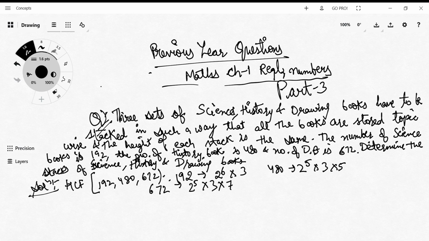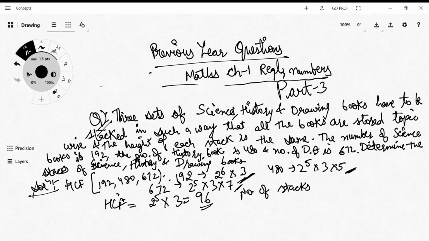So HCF is basically the highest common factor. We will check which factors are common between these three values. So the HCF of these three numbers will be 2 raised to the power 5 into 3, which gives you 96. That means there must be 96 books in each stack. Now we will find the number of stacks for science books.